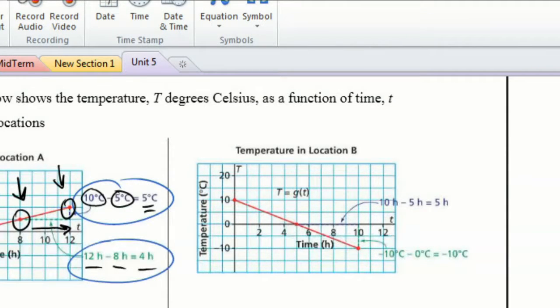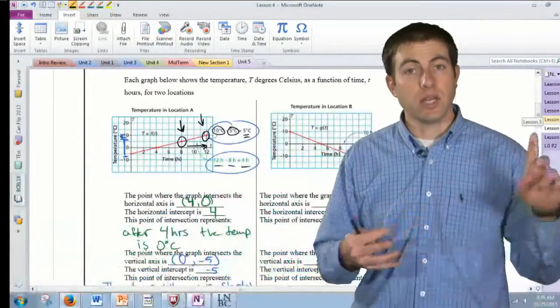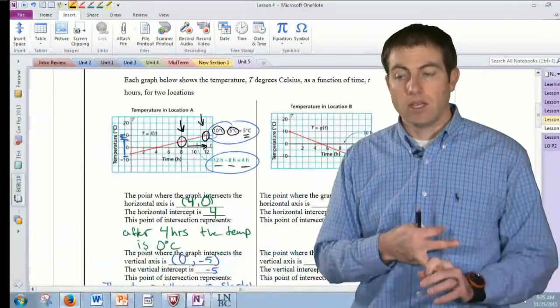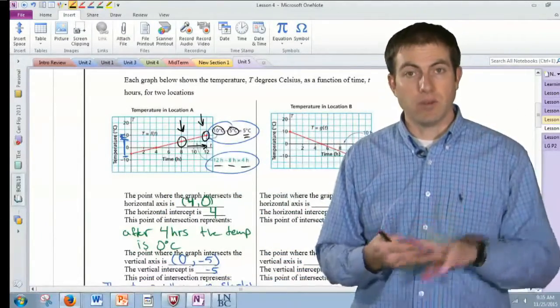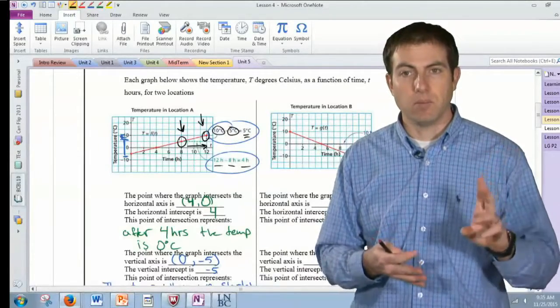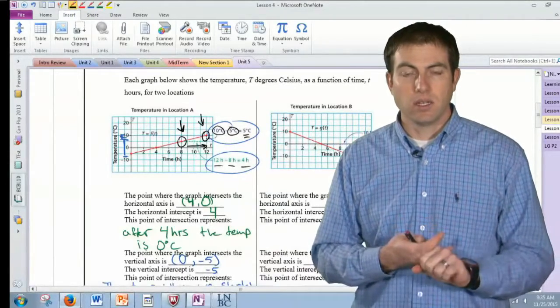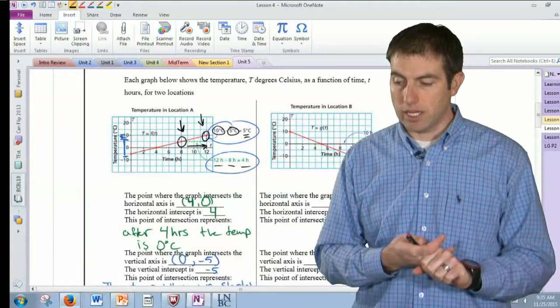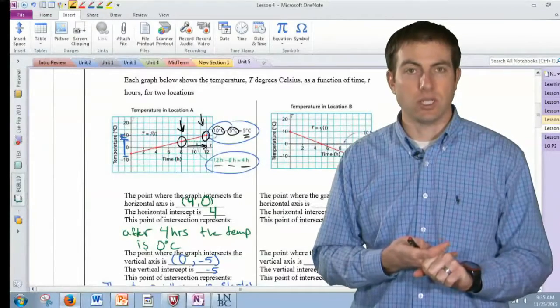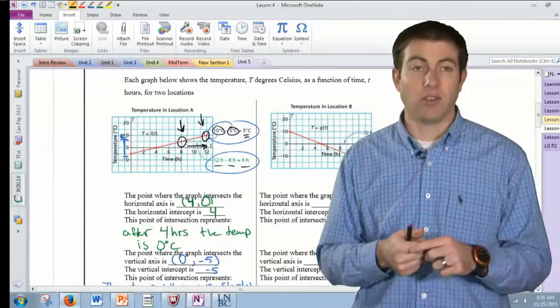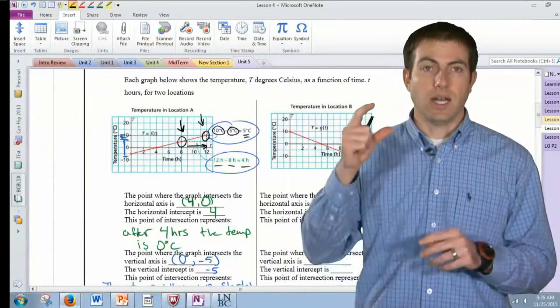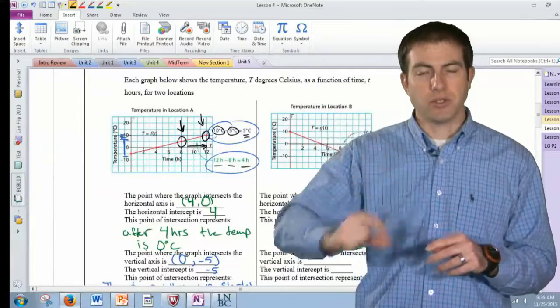So I want you guys to just have a go. See if you can follow the same process we just did for the horizontal intercept, the vertical intercept. See if you can figure out the domain, the range, and then most importantly, the rate of change. So the change in temperature over the change in time. See if you can pick 2 points. I think points are already indicated on the graph, so you just need to do the change in temperature divided by the change in time.